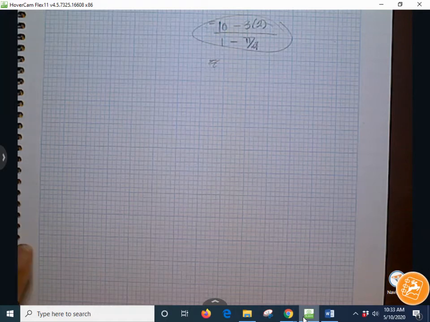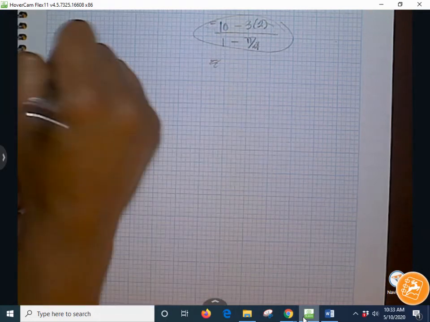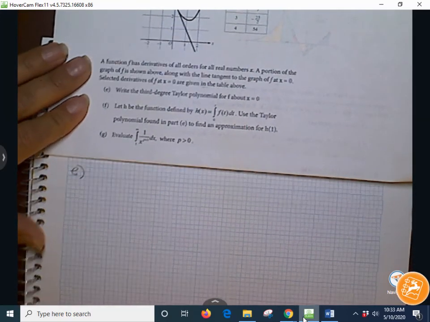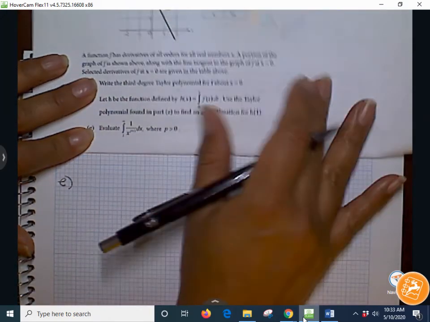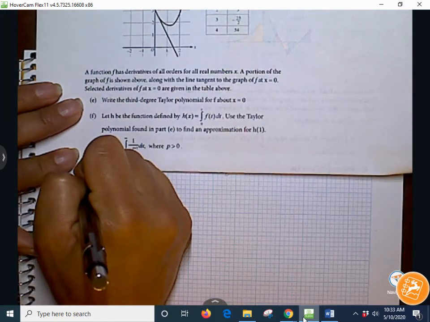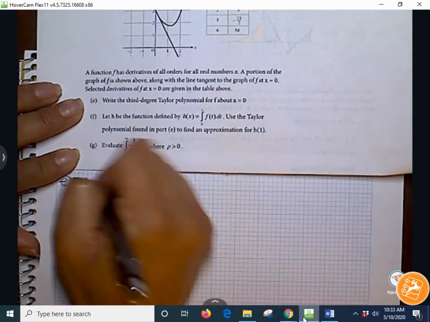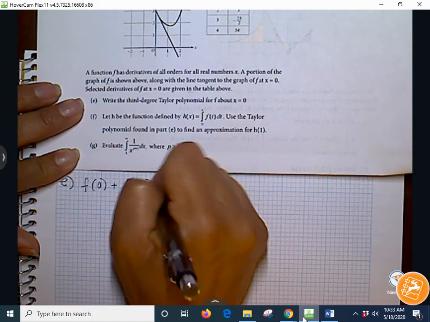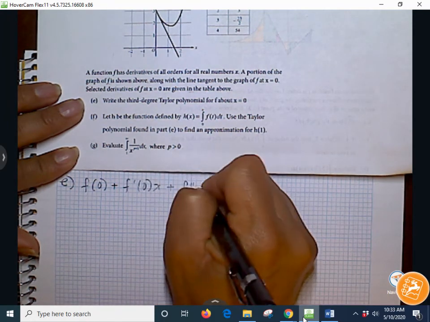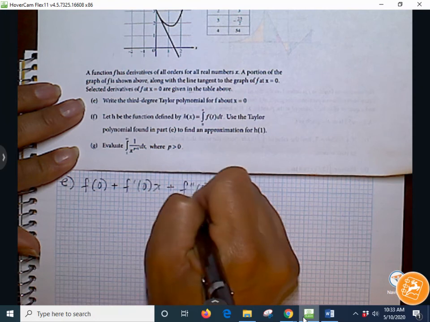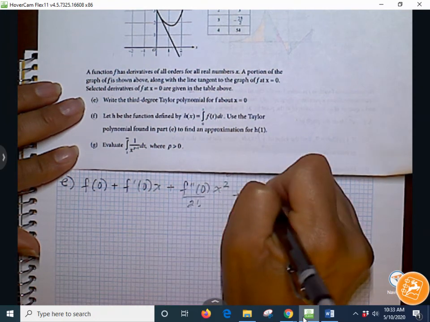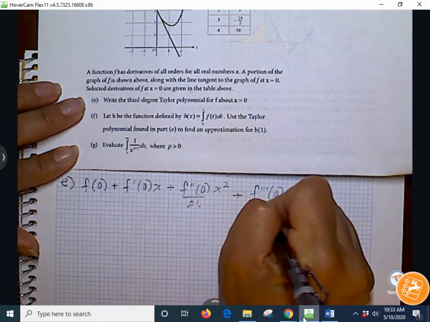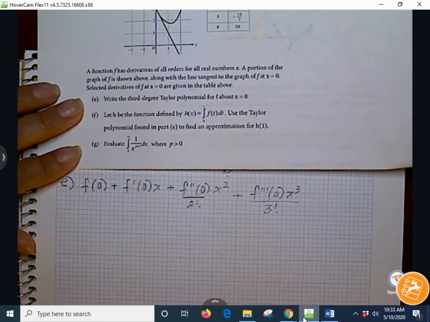Write the third degree Taylor polynomial for f about x equal to 0. Okay, so we're on E. All right, so first I'm going to write that this is going to be f of 0 plus f prime of 0 times x to the first power plus f double prime of 0 times x squared divided by 2 factorial, which is 2, plus f triple prime of 0 x cubed over 3 factorial. Third degree. So I'm done. Like so. Okay, there's my formula that I'm going to follow.